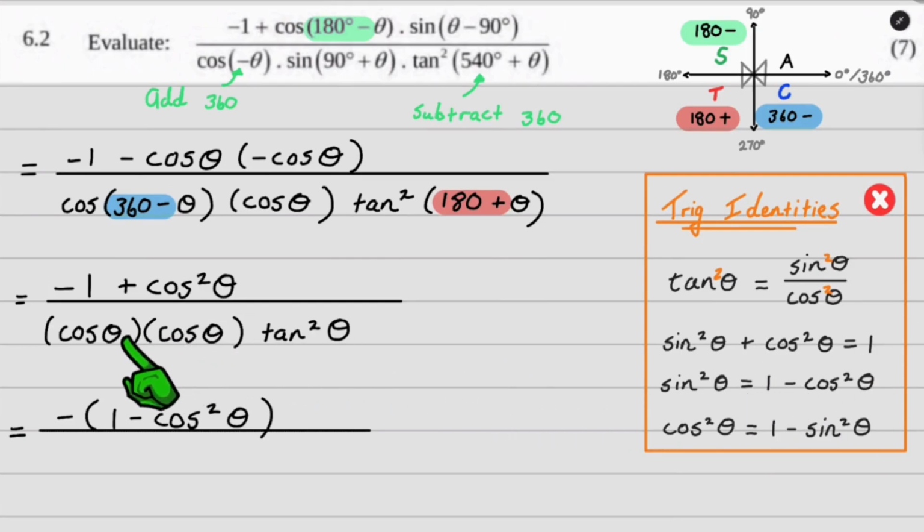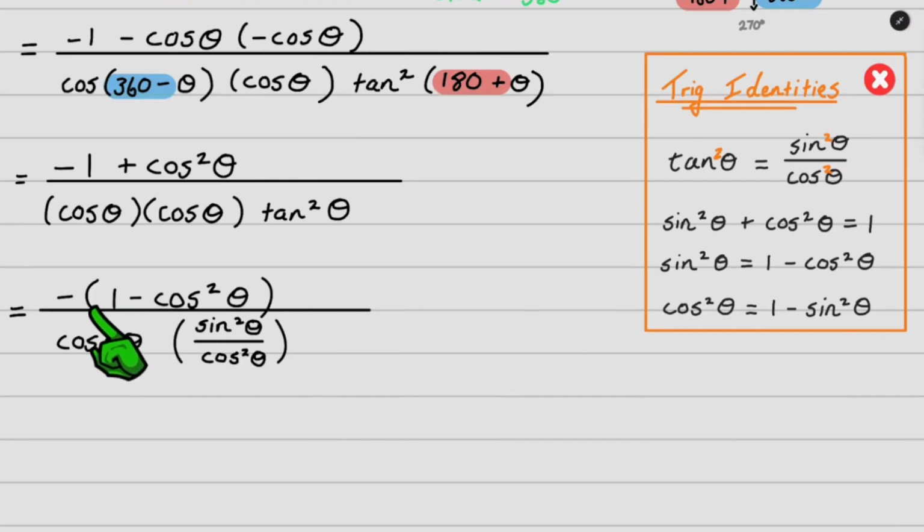And then at the bottom, cos times cos is cos squared theta. And I'm going to change the tan squared theta into sine squared over cos squared using trig identities. Okay, so in the bracket over here, I'm going to change this 1 minus cos squared into sine squared theta using my identities. The minus just stays in front.